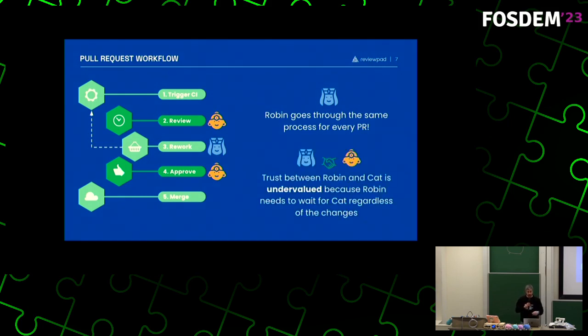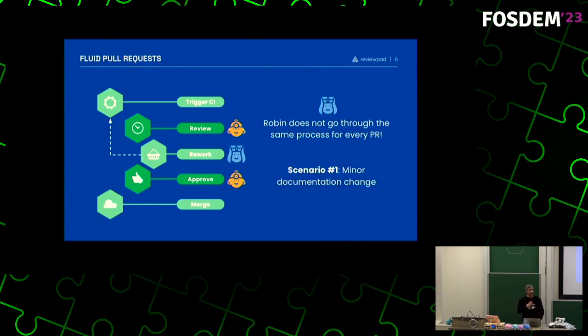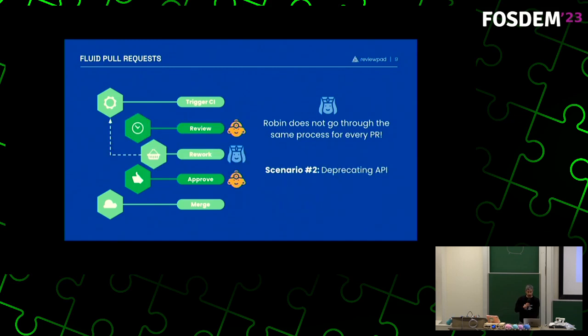And we ignore the fact that Robin and Kat have been contributing and working with each other for some time. So this idea that all pull requests are the same can actually be improved. For instance, in a scenario where Robin is just trying to do some configuration change, why do we need a pull request? Maybe we can just go directly to main without a review.